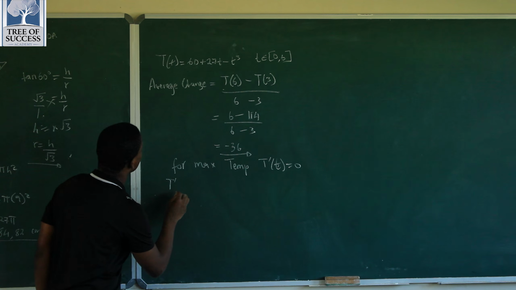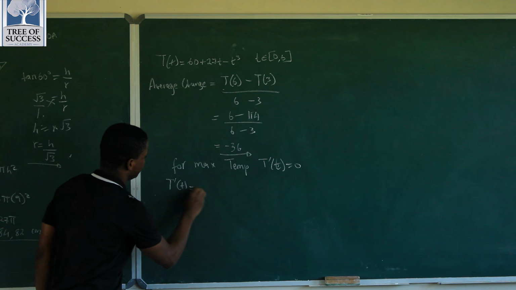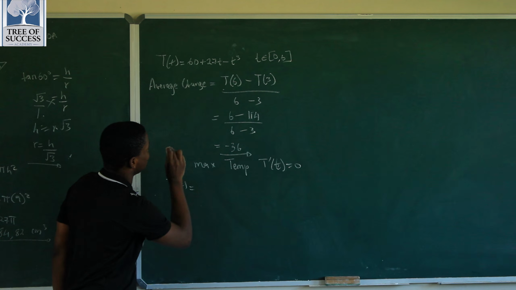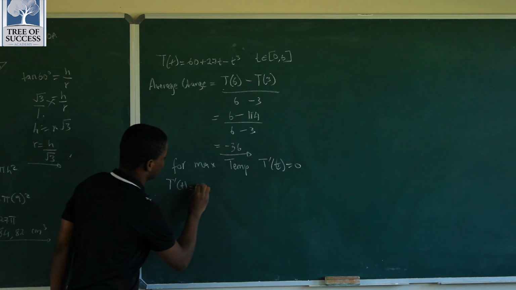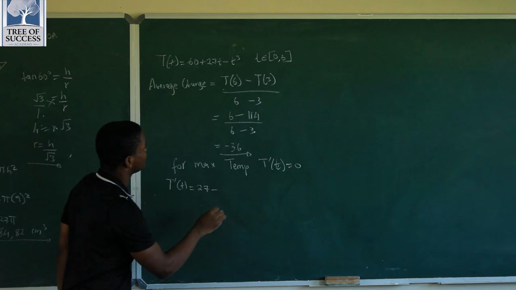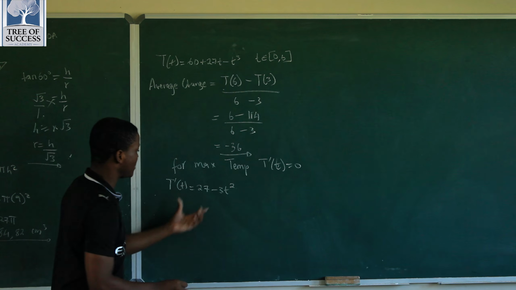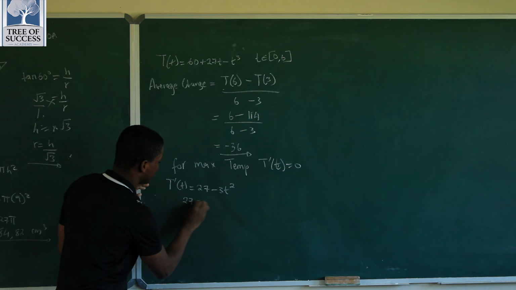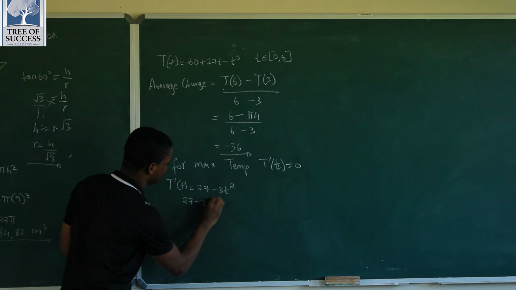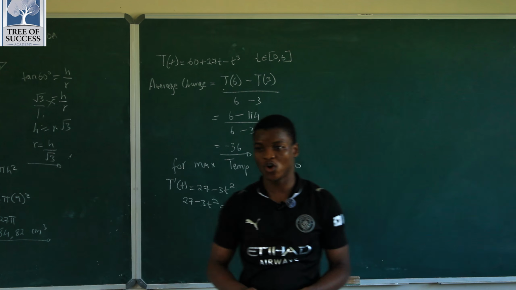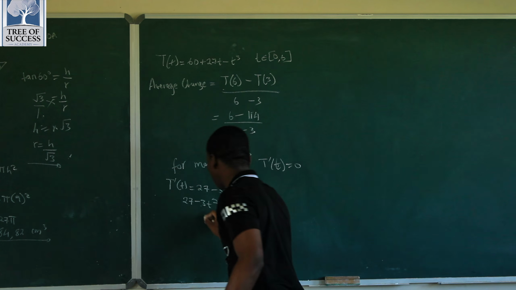So T prime at t. We don't put 0 here, forget about 0. So it's 27 minus 3t squared. Then we must take this equal to 0. 27 minus 3t squared is equal to 0. Then from here we have to solve for t, right? We have to solve for t.